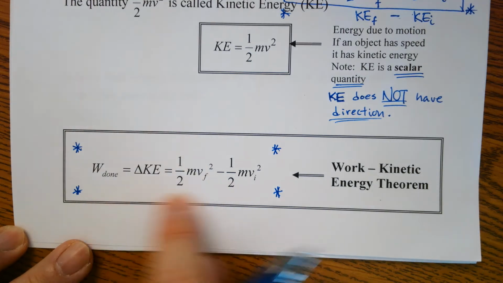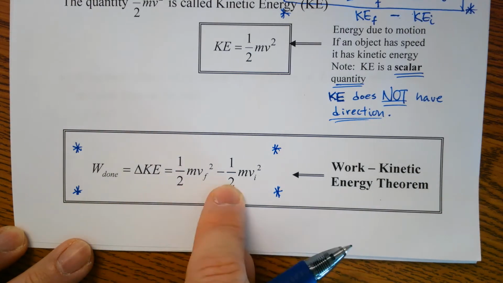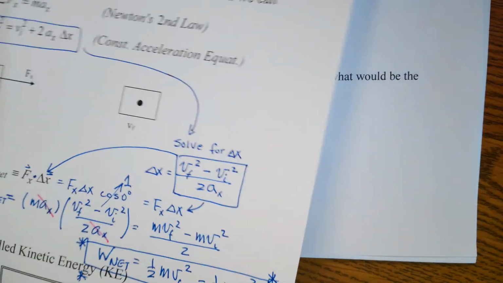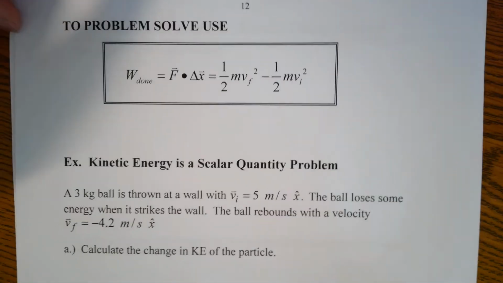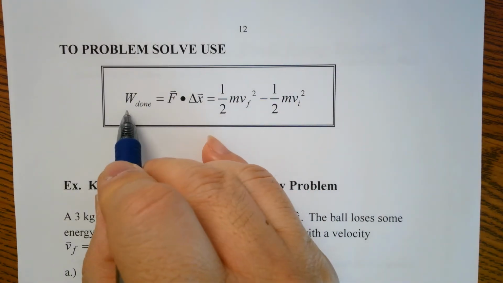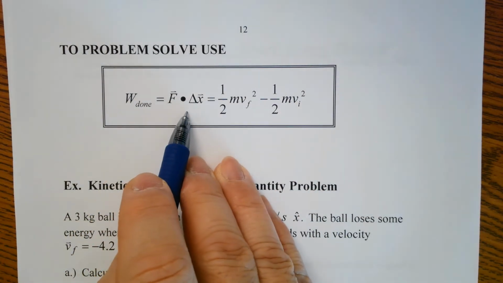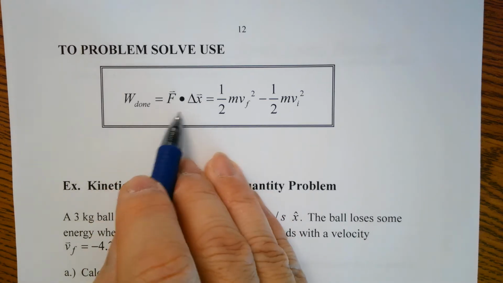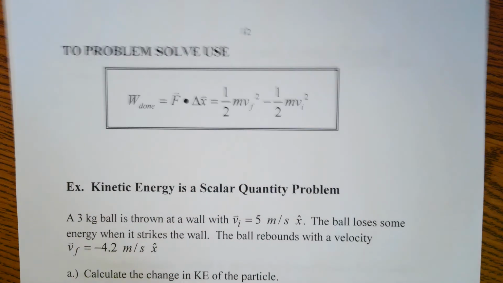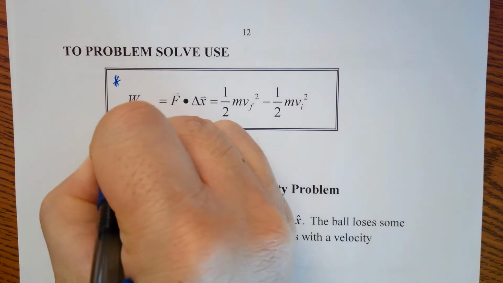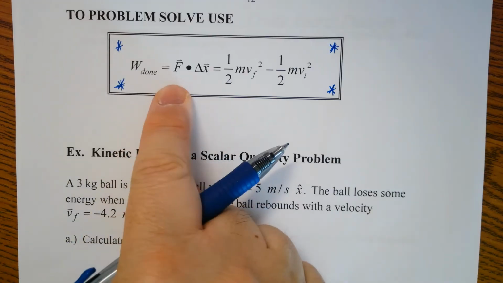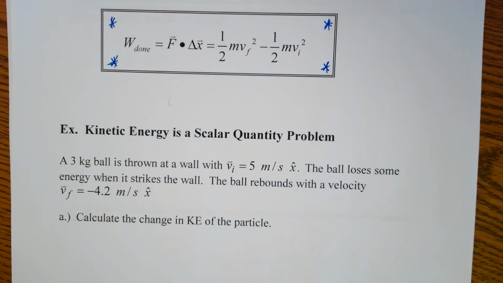So we will use this to solve some problems. Okay? All right. So, to solve a problem by applying this, since we know work done is equal to F dot delta x, this F dot delta x must equal 1/2 m vf squared minus 1/2 m v initial squared, right? So we know how to find work. Now we know how to find kinetic energy, so we should be able to figure out any of these things if they're asked.